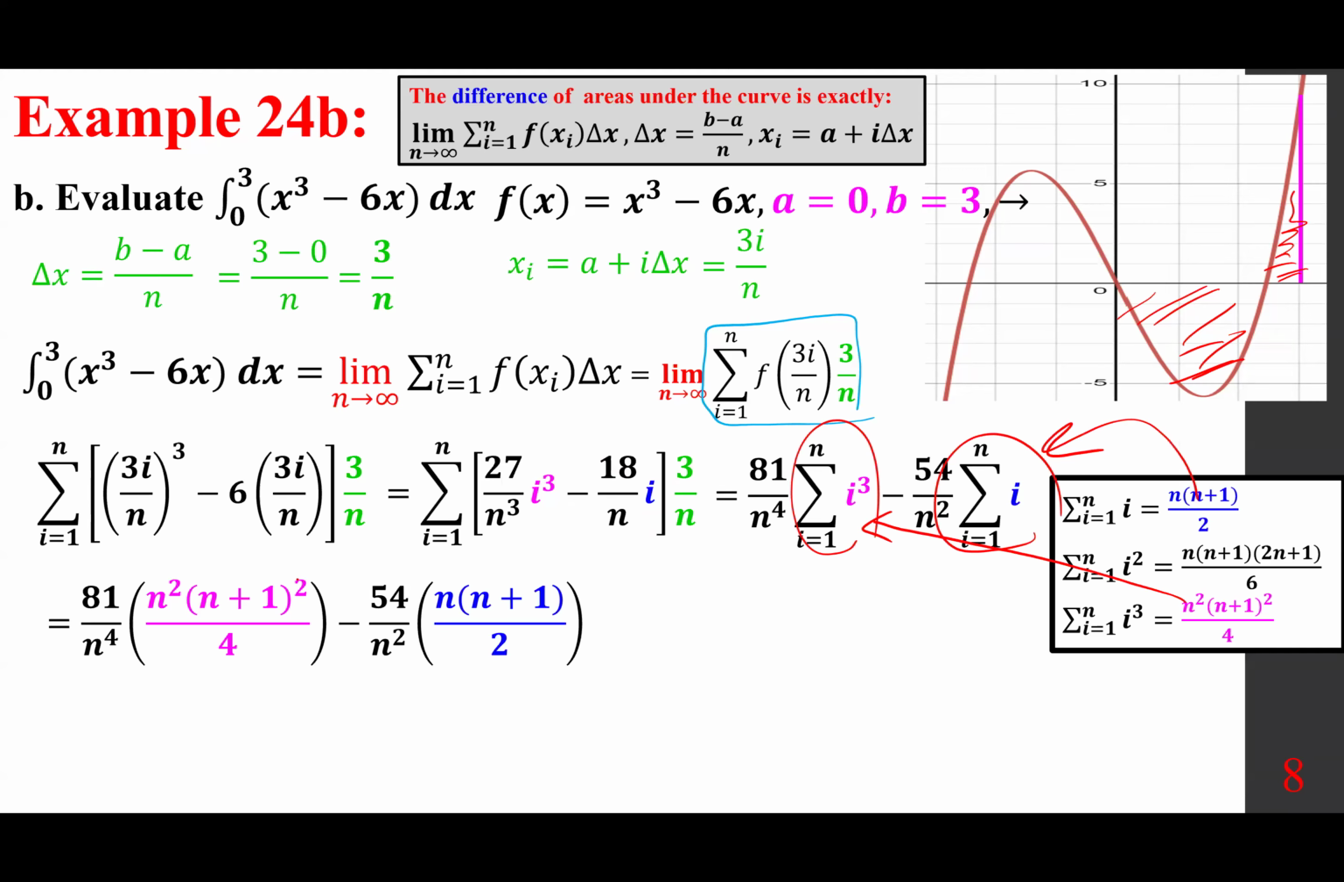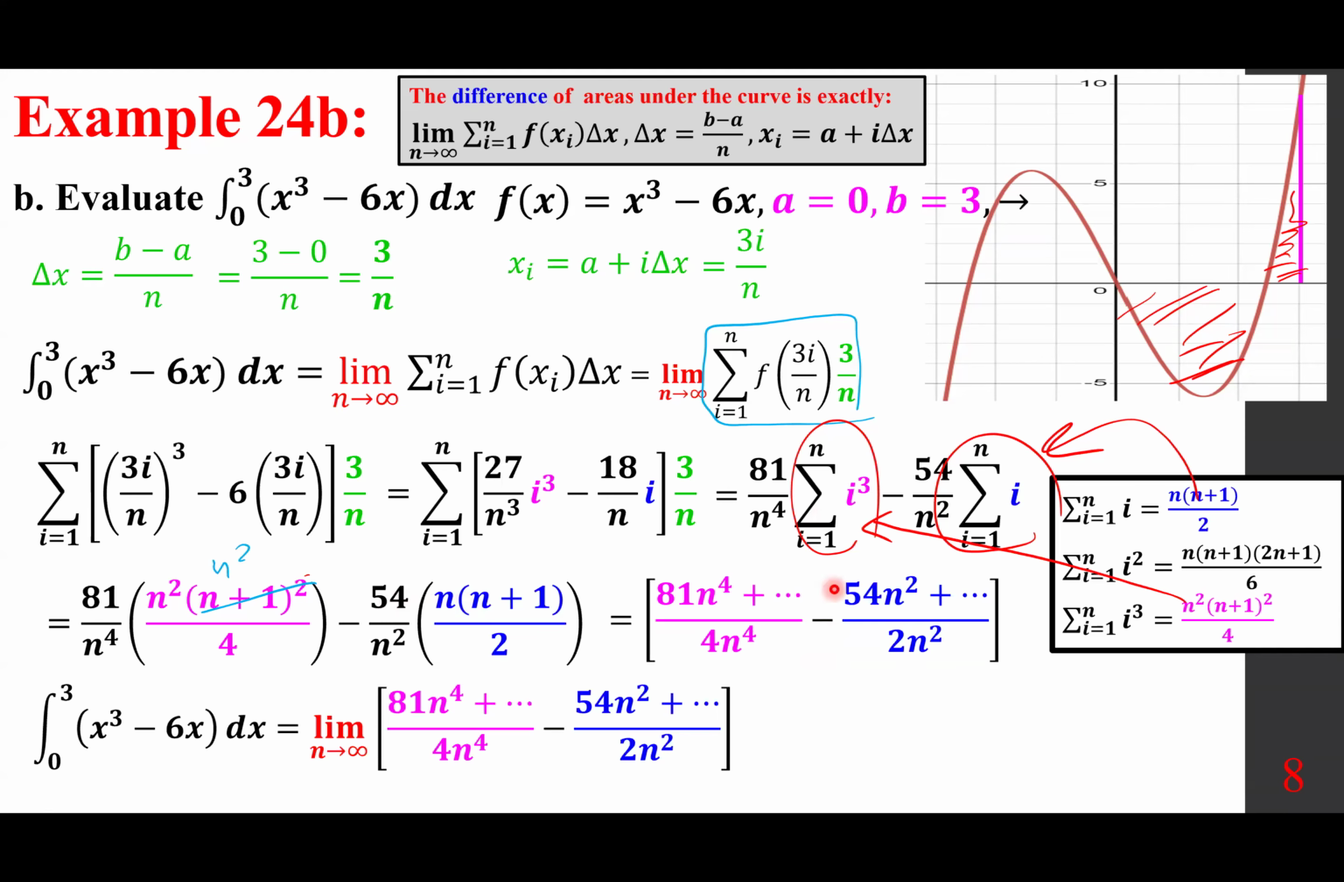So what matters here is that we have n squared and some other stuff. So 81 n to the power of 4 and some other stuff, minus 54 n squared and some other stuff. I don't care for the rest, because I want to put this into the limit. So the integral is equal to this limit, everybody.